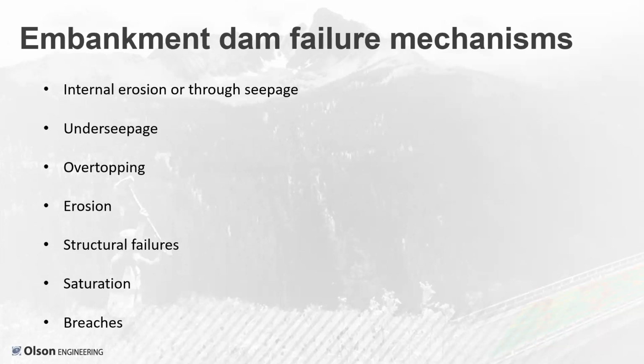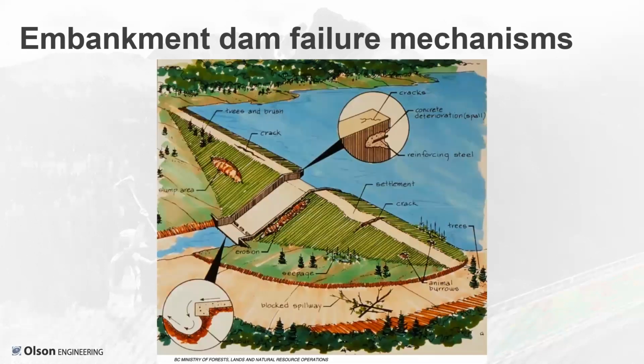So you can have internal erosion or through seepage. You can have under seepage. You can have overtopping. You can have erosion, generally that relates from the overtopping, but not always. You can have structural failures. You can have saturation or breaches. And we're going to generally cover most of these.